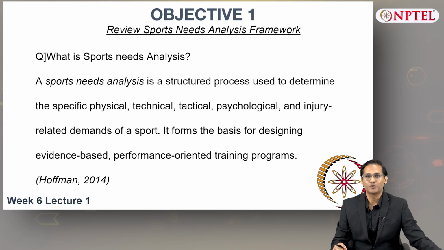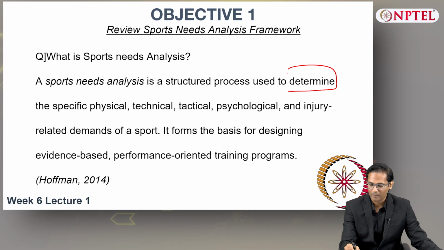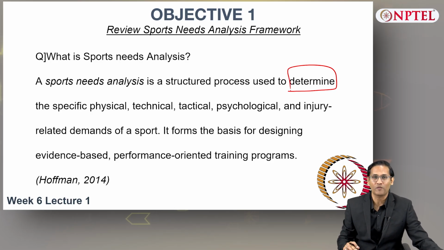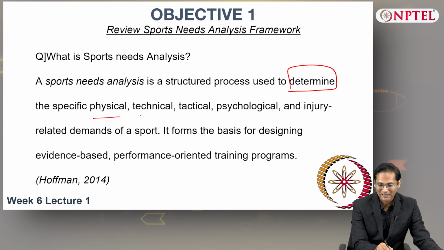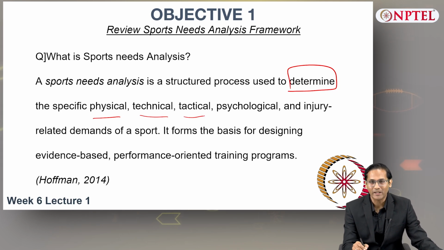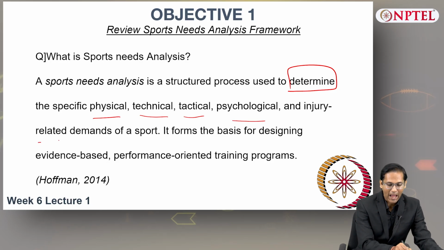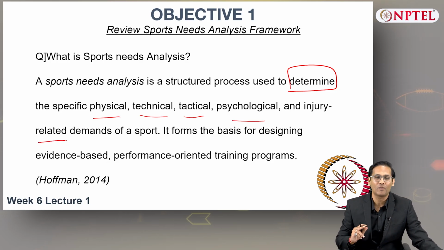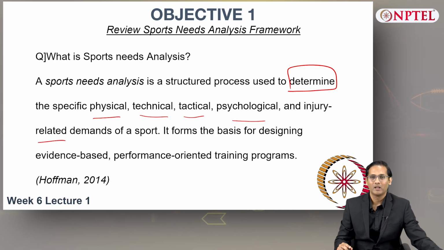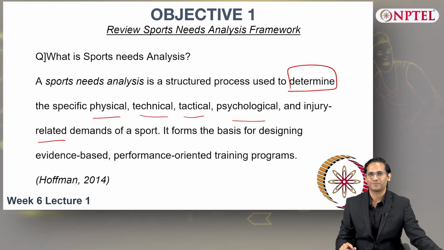Let's begin with the sports need analysis framework. Now, what is sports need analysis? A sports need analysis is a structured process used to determine what we are trying to find out. We are trying to find out the physical, technical, tactical, psychological and injury related demands of a sport. It forms the basis for designing evidence-based and performance-oriented training programs.